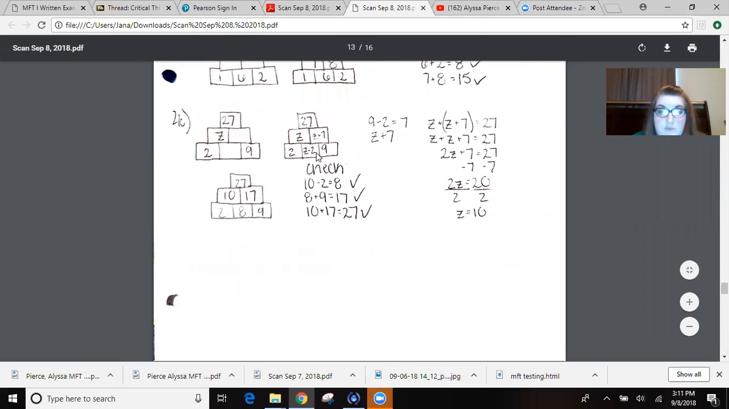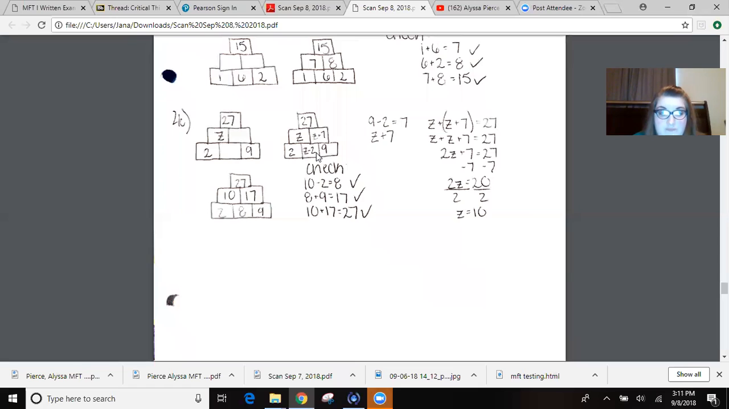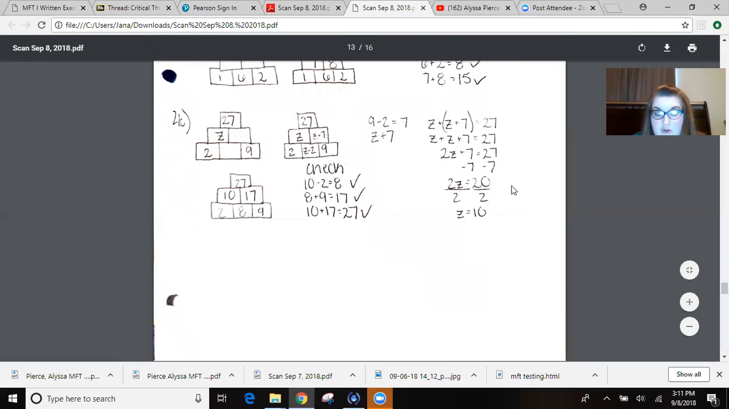So I just went and wrote z minus 2. I said 7, but that's up here. Then you're going to know that z plus 7 equals right here because 9 minus 2 is 7. Here's your end equation. So you're just going to come down here, and your goal is to isolate the variable z, which comes to be 10.